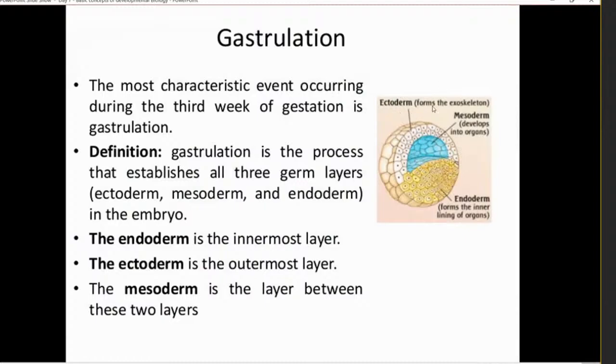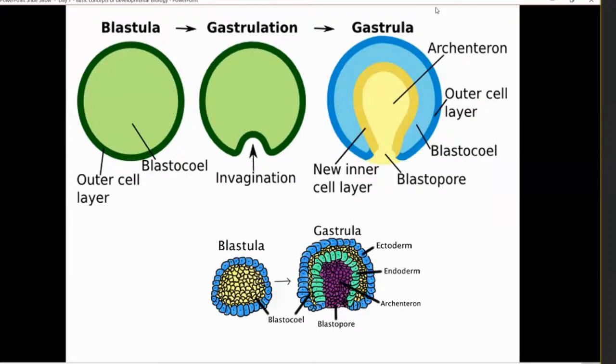The mesoderm is the only developmental organ layer. The ectoderm forms the exoskeleton. Important thing, ectoderm is forming the external skeleton. Mesoderm forms the organs. Endoderm forms the inner lining organs. Inner lining means specific inner lining organs. Okay, these are the important things.